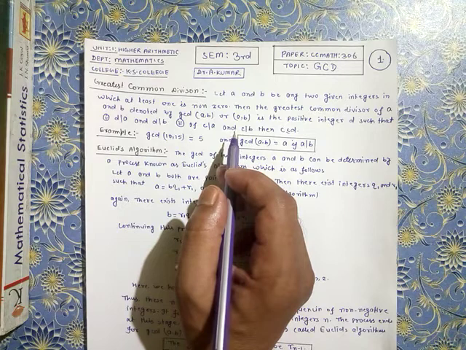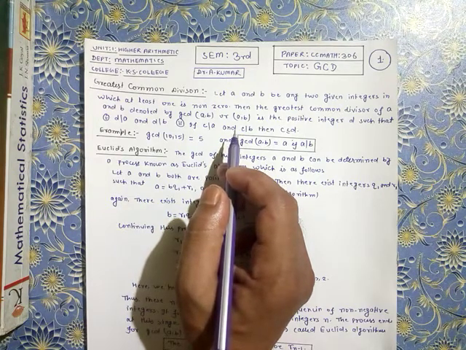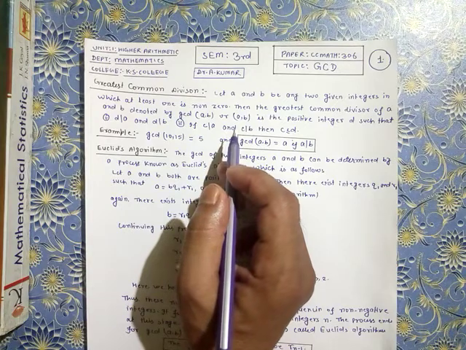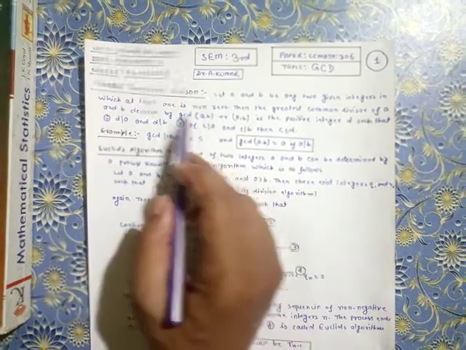College KS College, Department of Mathematics, Semester 3rd. Dr. Arjun Kumar. Paper CC Math 306. Topic: GCD, Greatest Common Divisor.